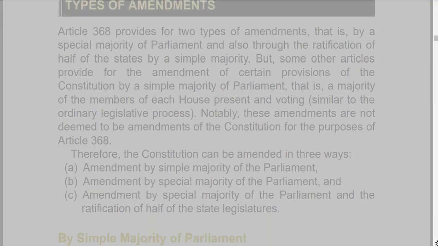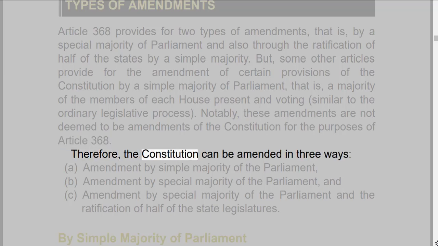Types of amendments. Article 368 provides for two types of amendments, that is, by a special majority of Parliament, and also through the ratification of half of the states by a simple majority. But some other articles provide for the amendment of certain provisions of the Constitution by a simple majority of Parliament, that is, a majority of the members of each House present and voting, similar to the ordinary legislative process. Notably, these amendments are not deemed to be amendments of the Constitution for the purposes of Article 368.